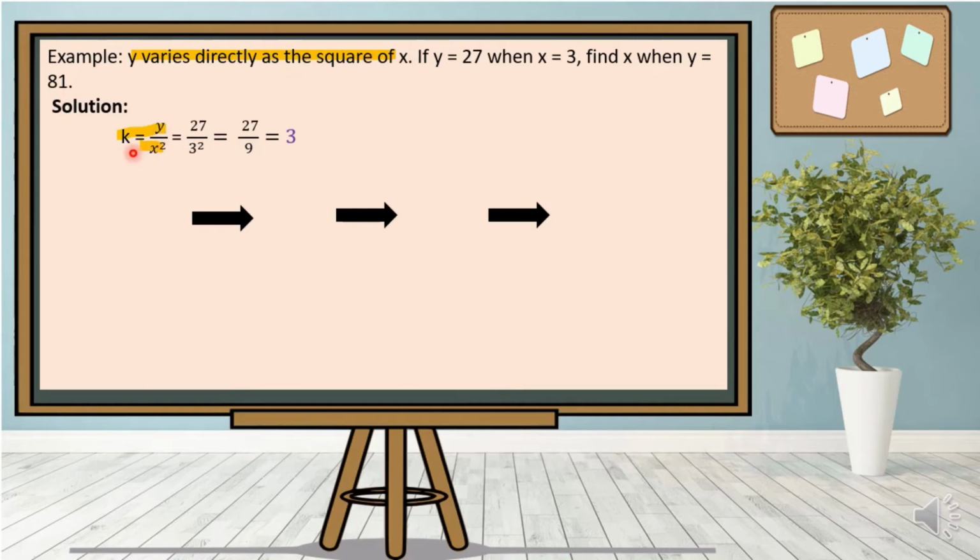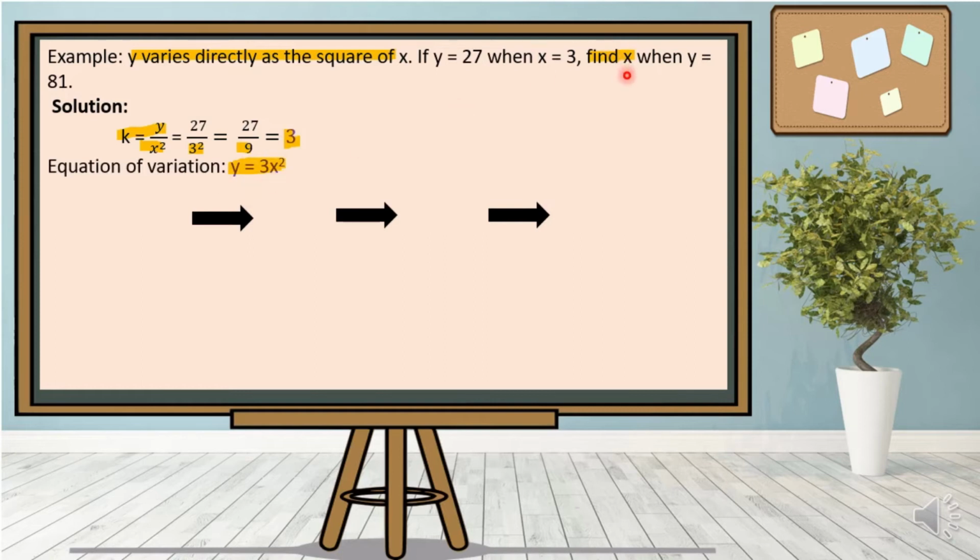To find k, substitute the values of y and x. So we have 27 divided by 3 squared, which is 27 divided by 9, which equals 3. Our constant of variation k is equal to 3. Thus, the equation of variation is y = 3x squared.